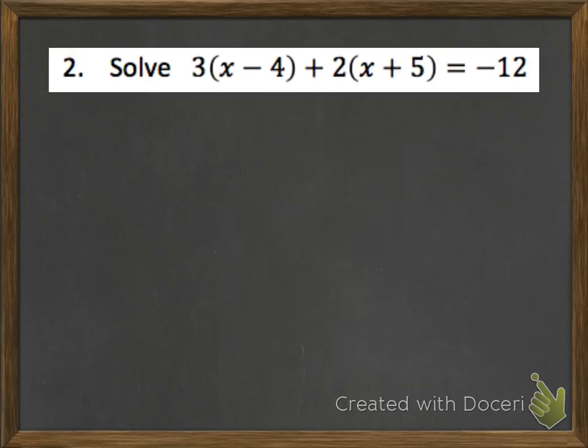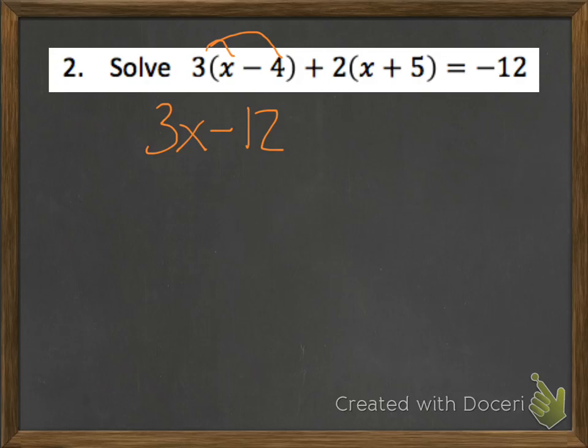Problem 2 asks us to solve 3 times (x - 4) + 2 times (x + 5) = -12 for x. Again, we have a set of parentheses, and actually this time we have two sets of parentheses. Our first step needs to be to distribute across those.